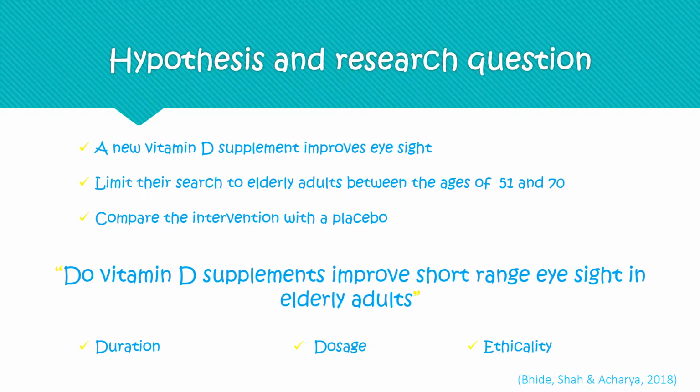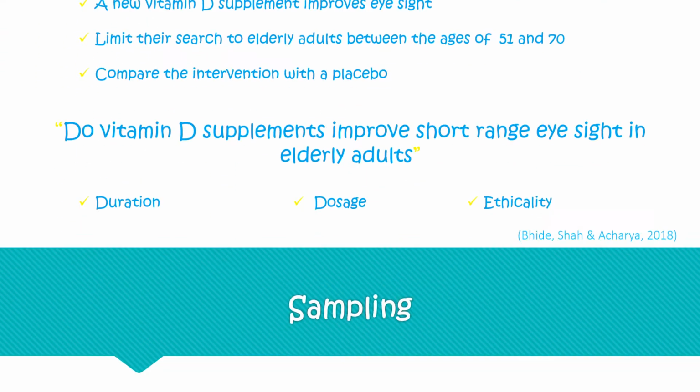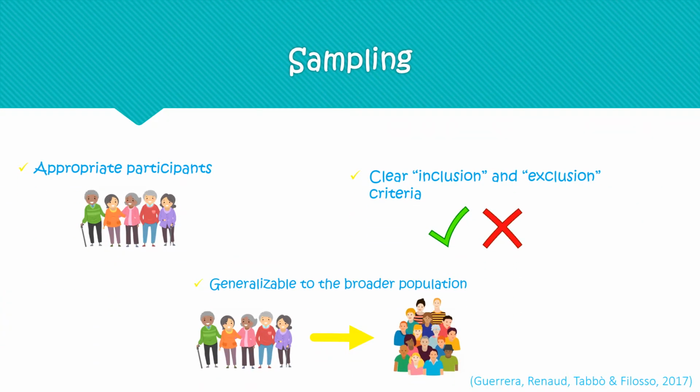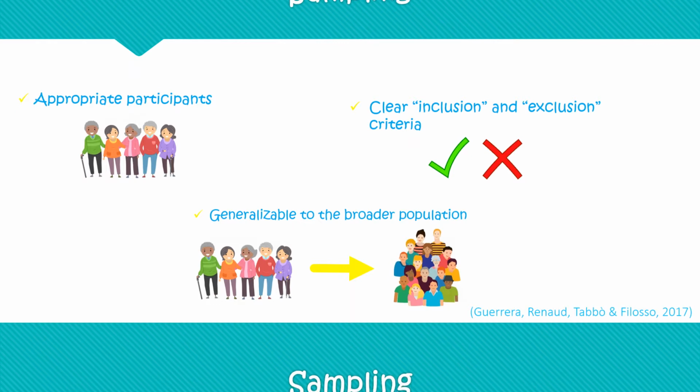An appropriate duration of the study, the dosage of the supplement and placebo, and whether the study is ethical will all be established. The next step is to select participants for the study. It is important to select appropriate participants and to make sure the results are generalizable to the broader public. Clear inclusion and exclusion criteria and sample size of the cohort should all be considered.